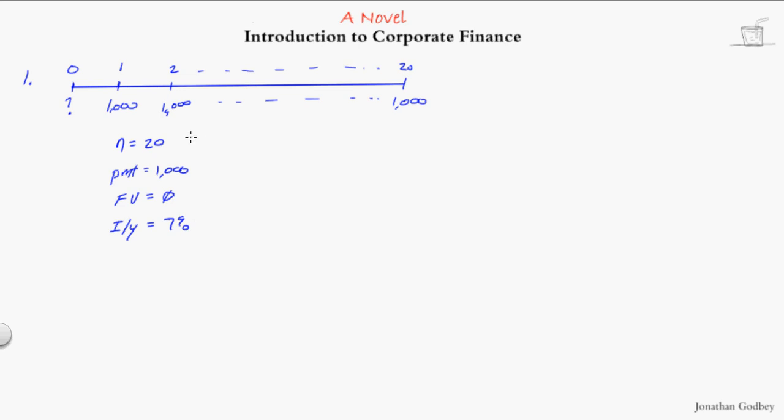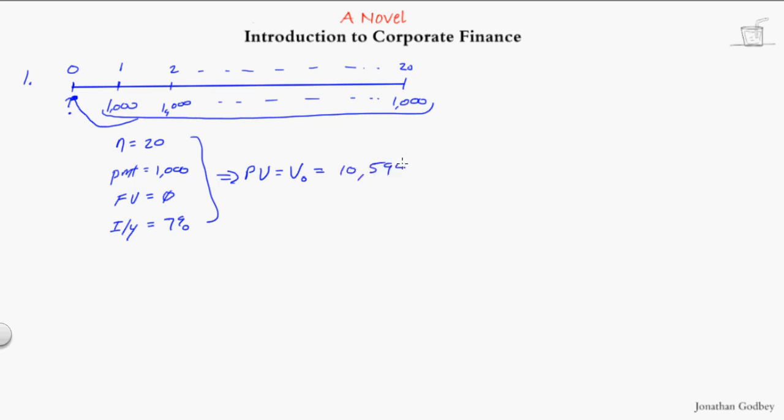So now that I have that information, plug that into my calculator, press the present value key, and here importantly, present value means one period before the payments start. So what this tool in the calculator does is take all of these payments and discount them one at a time and move them back to year 0. So the present value is actually the value in year 0, and that is $10,594.01.